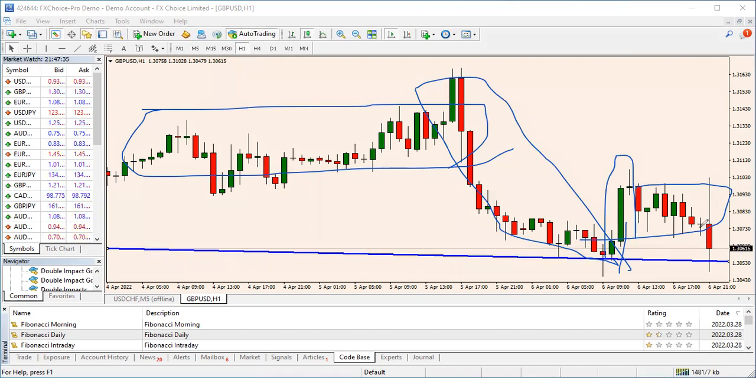So have this basic understanding. When you have this basic understanding, you can easily predict the direction where the market is heading to. Okay. So this is it.